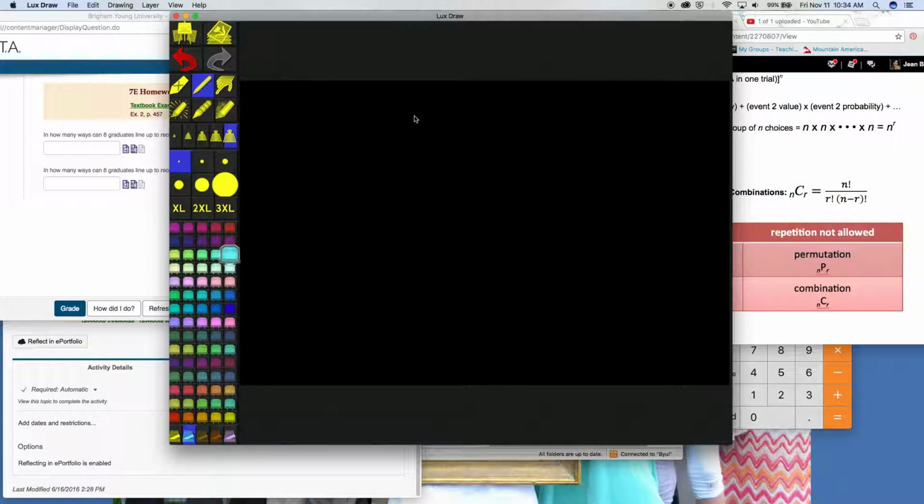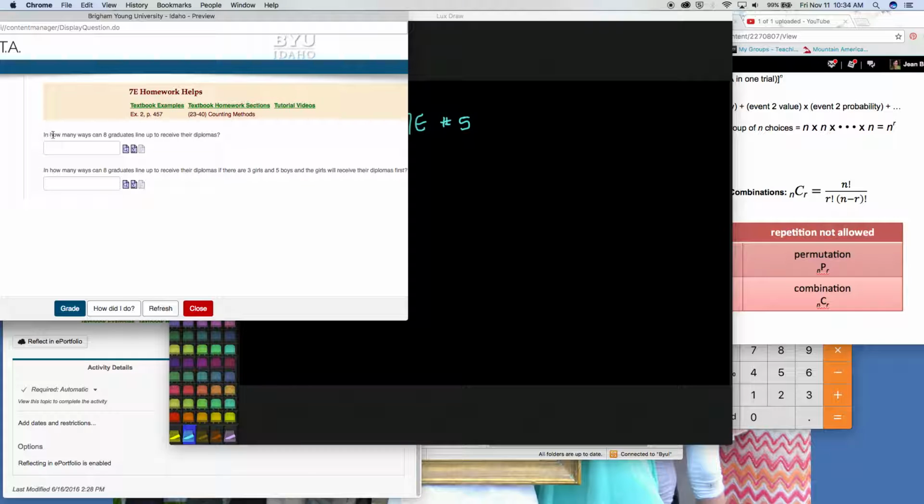Okay, this is homework 7E, and this is going to be number 5. Okay, here's the problem. In how many ways can 8 graduates line up to receive their diplomas?